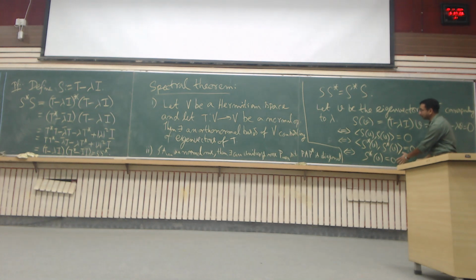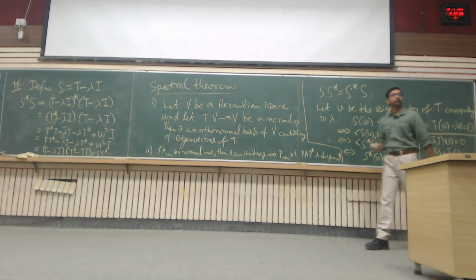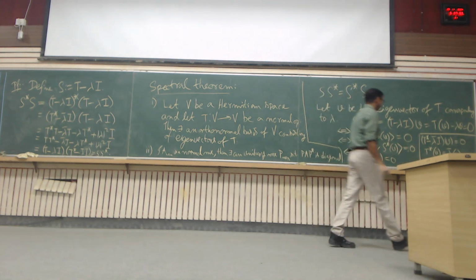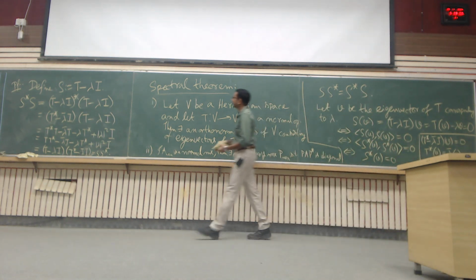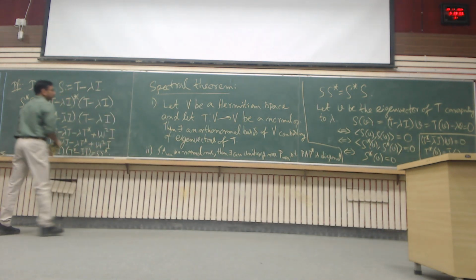So S star V is equal to 0. That means that V is indeed an eigenvector of S star with eigenvalue 0. Now what does it mean for S star V to be 0? That is T star minus lambda bar I of V is equal to 0, right? That is T star of V is equal to lambda bar V. So we're done. That was the claim. So now we are in a good shape for proving the spectral theorem.